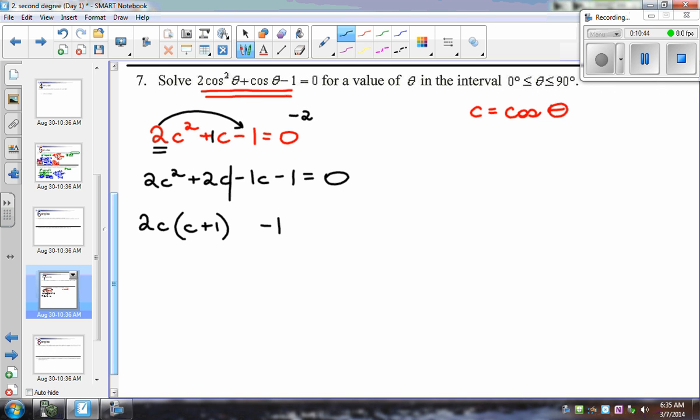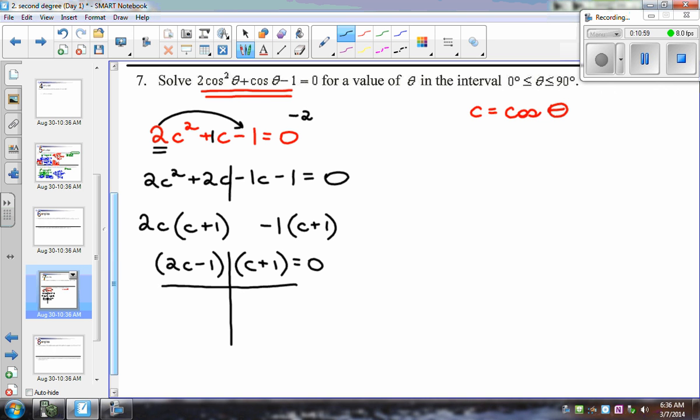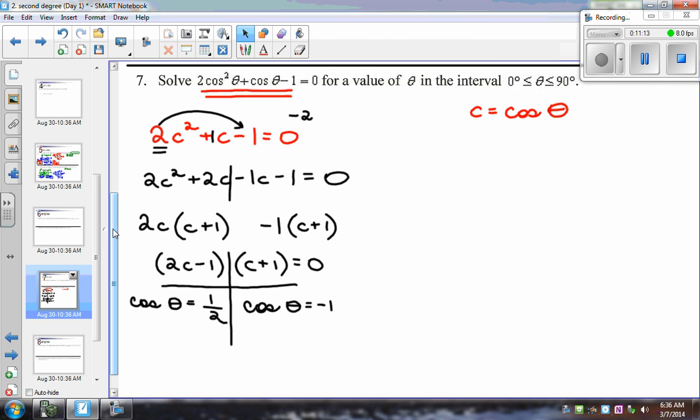So if we finish up our work and we factor by grouping after creating our bridge, we now have our setup with our two factors. We can set them equal to 0 and solve accordingly. At this point, we get cosine theta equaling 1/2 for our left side root. And on the other side, we get cosine theta equaling -1 for our right side root.